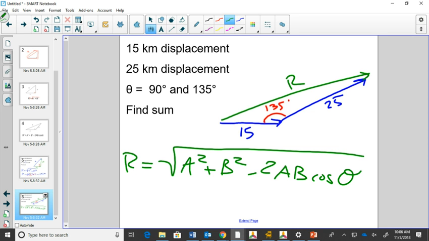By the way, make sure your calculator is set on degrees to do these. We don't do much with radians in this class. So do make sure when you're using your cosine, it is in degrees, not in radians. It'll give you a different answer. So I plug in 15 for A, 25 for B. Pause for a second. Does it matter if 15 is A or if 15 is B? It doesn't. Either way is fine, whichever way you choose.